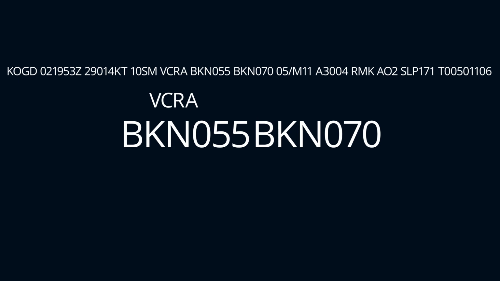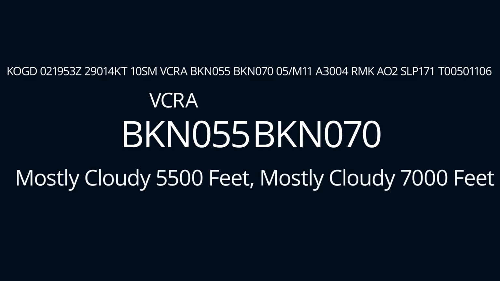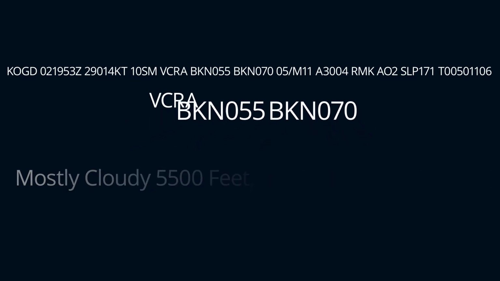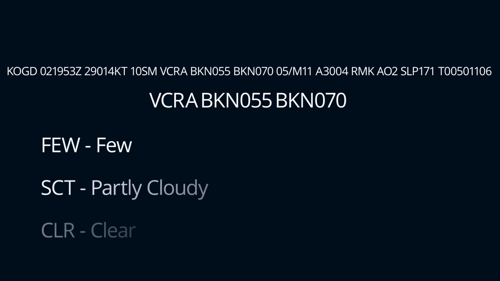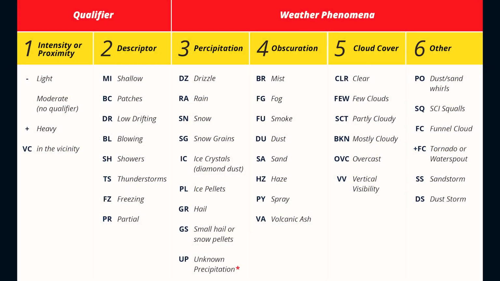Continuing with our sky conditions is clouds in the area. These numbers are always multiplied by 100. BKN stands for mostly cloudy. Our example states that there are mostly cloudy skies at 5,500 feet as well as 7,000 feet. There are several abbreviations for clouds, such as FEW for few and SCT for partly cloudy, and so on. We've included a list of abbreviations for cloud cover and precipitation in the downloadable material for this course.